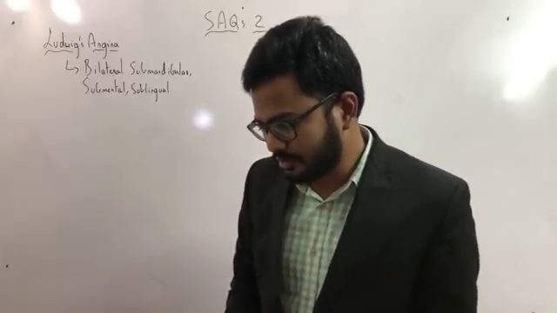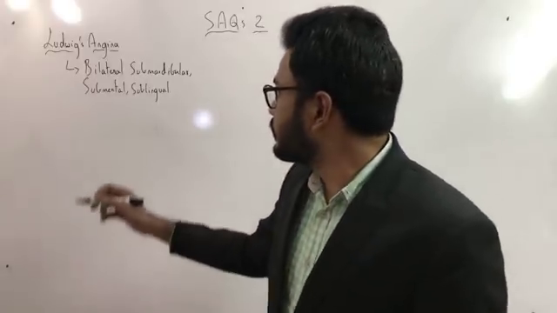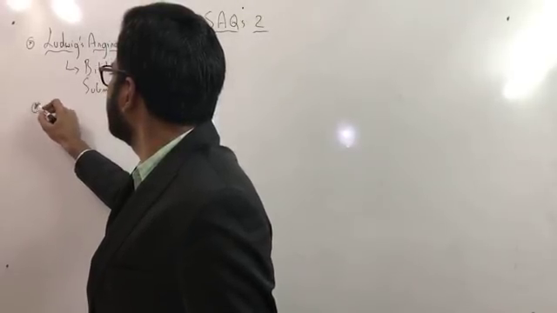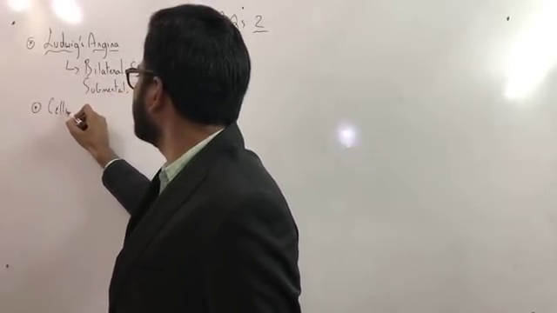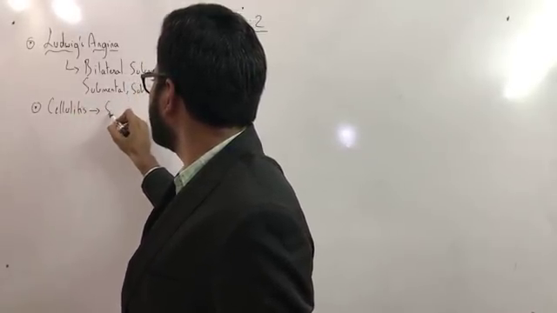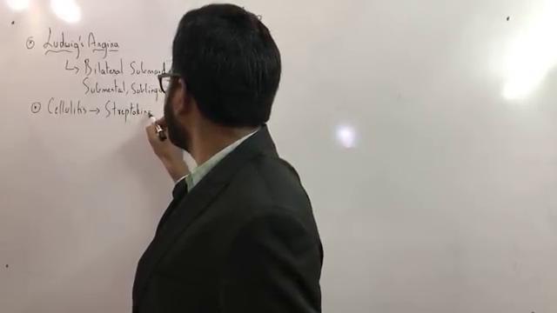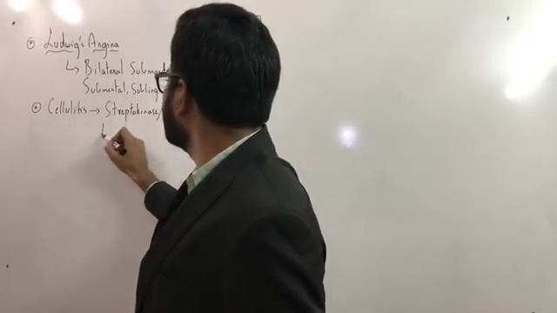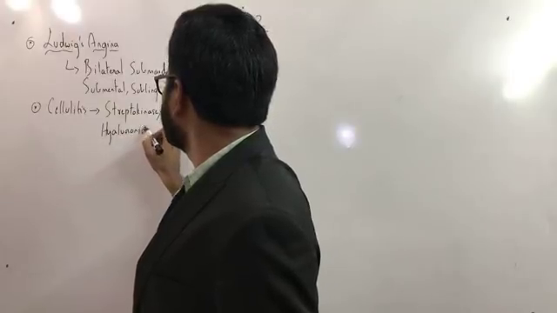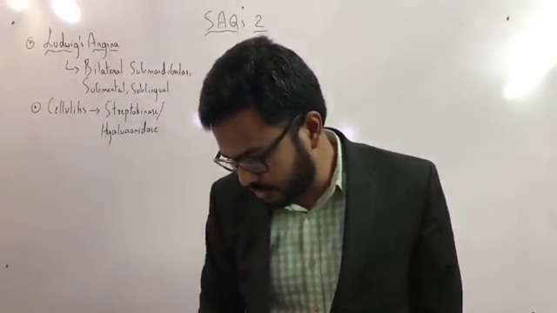Okay, so most of you say hyaluronidase and collagenase. In case of cellulitis, rapid spread of infection is possible because of enzymes such as streptokinase, hyaluronidase, which are produced by various streptococcal as well as staphylococcal species. Good.